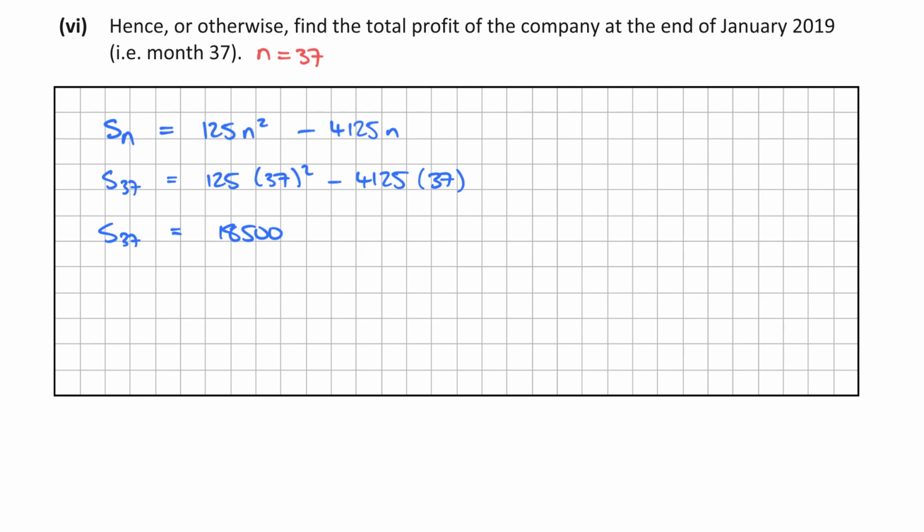Okay, so we're looking at find the overall profit. So the overall profit there for your answer will be 18,500. And if you had completed that, you would have got 5 marks that year for that question.